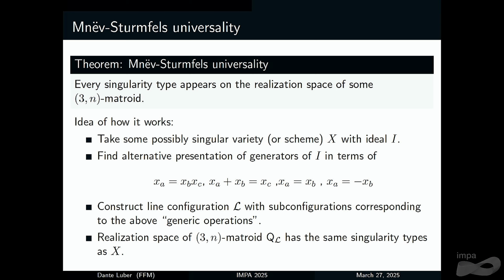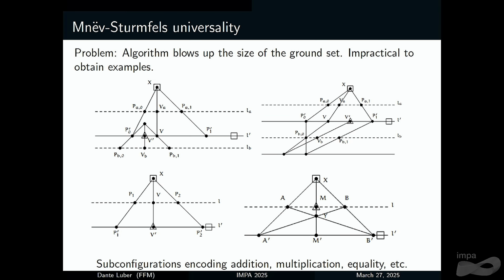Okay, so that tells us that these things can be very interesting geometrically. But the problem with Mnëv universality is that it forces you to construct a matroid on a really big ground set. So you have all these different generic operations, right? And then you have a subconfiguration corresponding to each of those. And those are what those subconfigurations look like. Yeah, and then you have these connecting configurations to form the big line configuration.